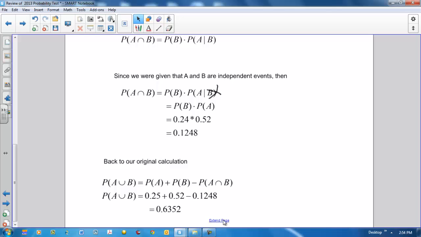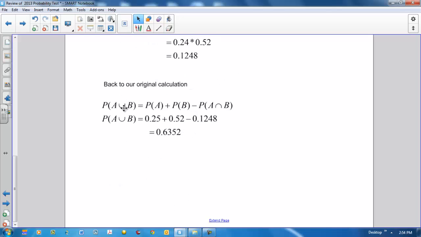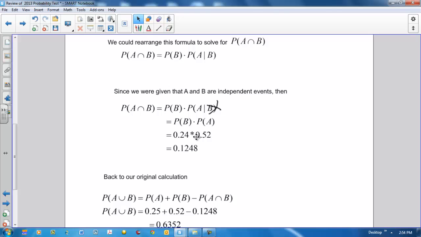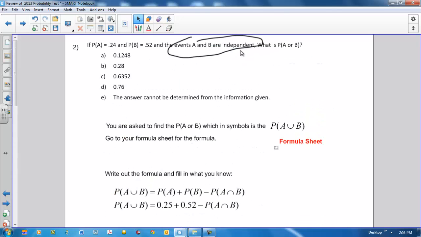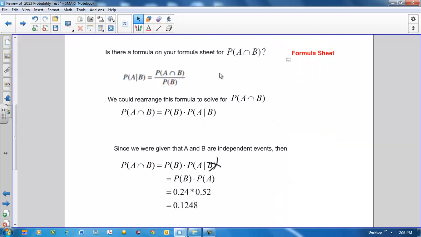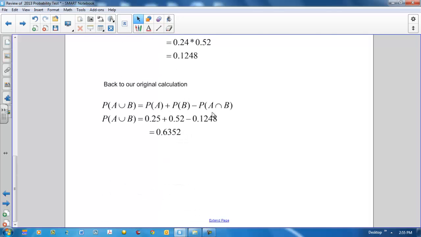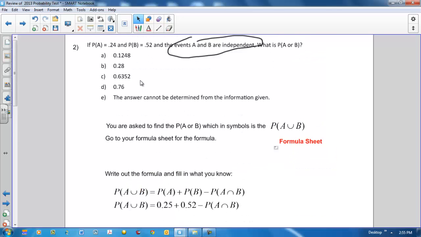So back to our original calculation, the probability of A or B equals the probability of A, 0.25, plus the probability of B, 0.52, minus the probability of their intersection. This is their answer. Did I have to go and rearrange this whole formula? Well, not if I read carefully, and if I read that they're independent, and I know if two events A and B are independent, then the probability of A and B both occurring is just the probability of A times the probability of B. So our answer is 0.6352, or letter C.